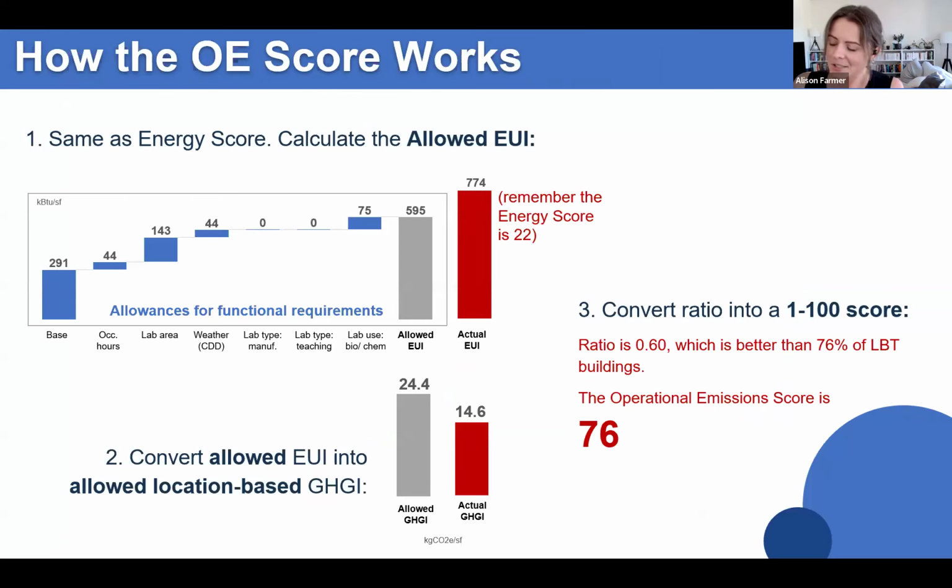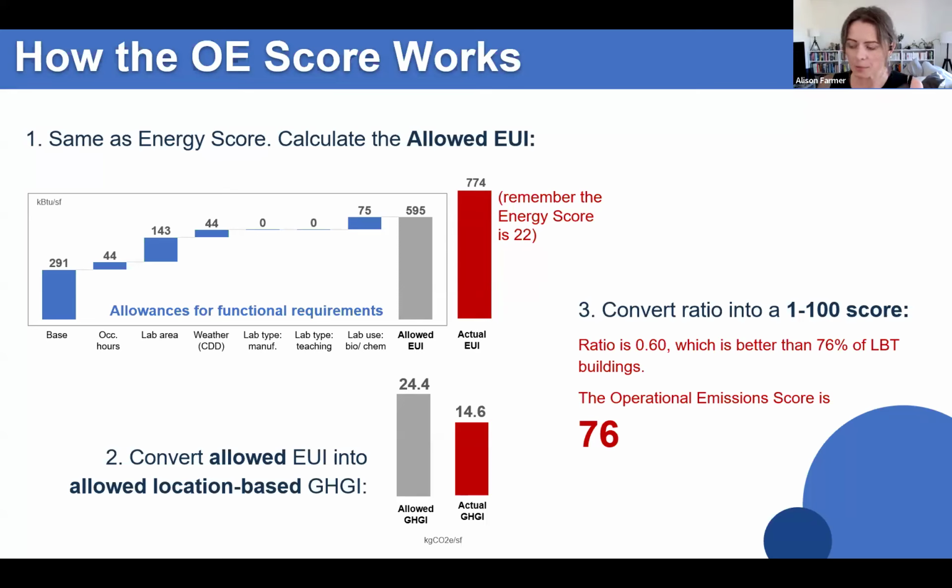So to jump to the answer here about how the score works, I'm going to show you the same example as before. So this is exactly the same as I showed just a couple of minutes ago. This is the example for the energy score where we had that building that ended up with the ratio of 1.3. Where we go to calculate the operational emission score for this building is we take that allowed EUI for the energy score and we convert it into an allowed greenhouse gas intensity.